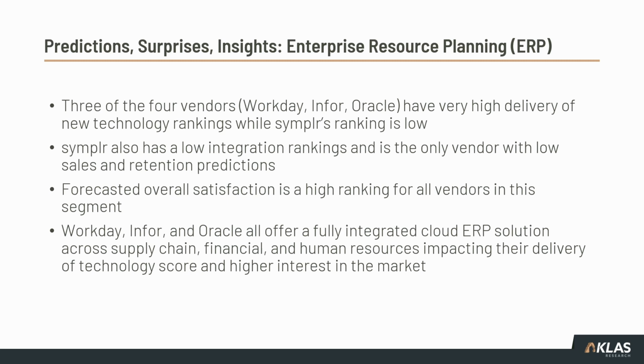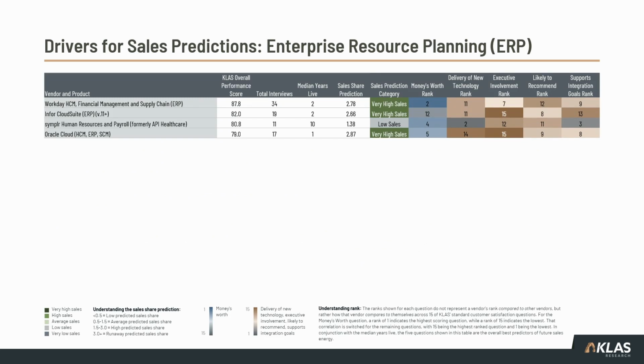And a lot of that could be placed on that they all have these integrated cloud ERP solutions that go across all of the different pillars: supply chain, financial, human resource management. And that's really having provider organizations look at upgrading their system that they're currently in. When we look at that predictive model, you can see that the delivery of new technology on Workday, Infor, and Oracle is all rated quite high, with Oracle actually being rated the highest, which is really interesting.